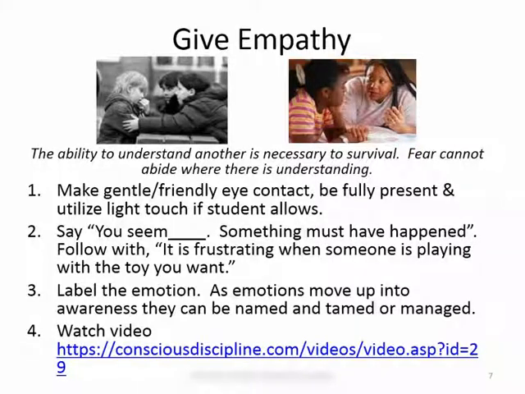Once we've gained our own composure and breathed into a calm state, we can then give empathy. Fear cannot abide where there is understanding. Always begin with gentle eye contact. Follow with, you seem, fill in the blank. Something must have happened. Then label the emotion by saying, it's frustrating when someone is playing with the toy you want. Labeling gives a child the words so that eventually they learn to talk it out rather than act it out, and gives them a sense of mastery. Now watch the embedded video.